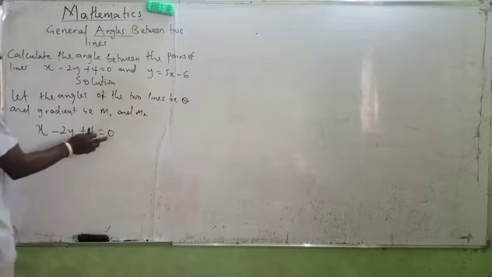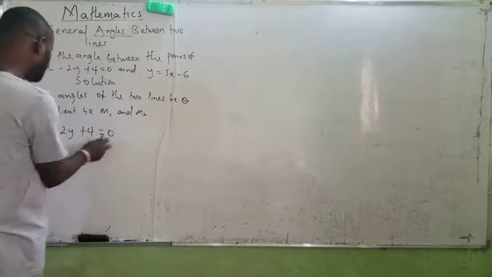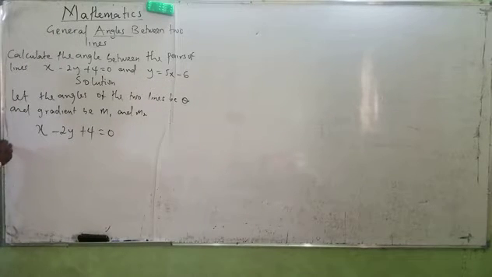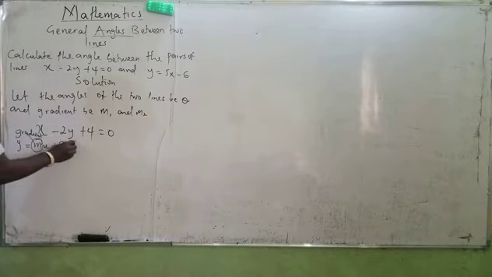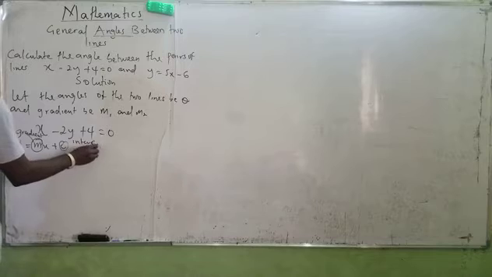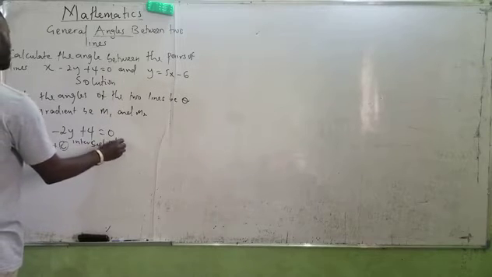Now, I want to find the gradient of this line. How do I find the gradient of this line? It must be in this form: y equals mx plus c. The coefficient of x is the gradient. This is called the gradient. And this is the intercept, at y.